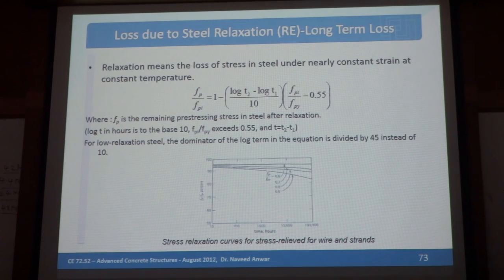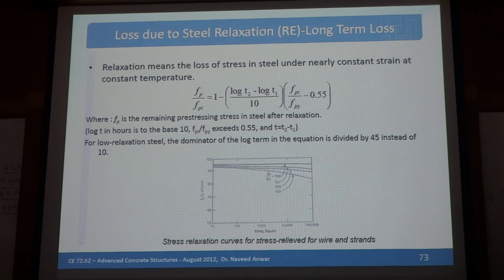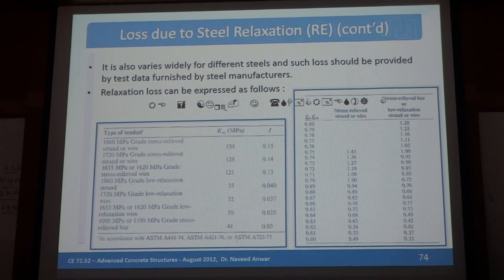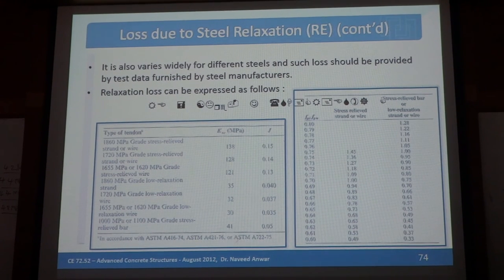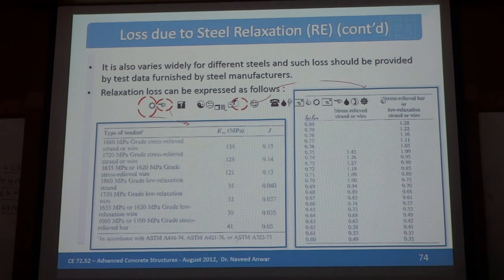Okay, loss due to relaxation, the formula is like that. And then different types of tendons have different K values and J values, and from that we can calculate them.